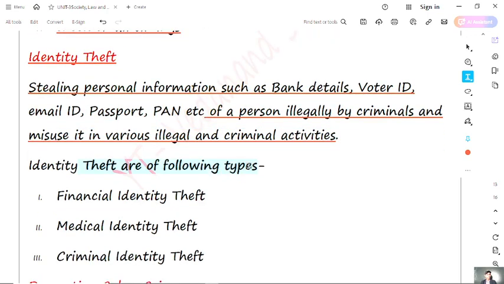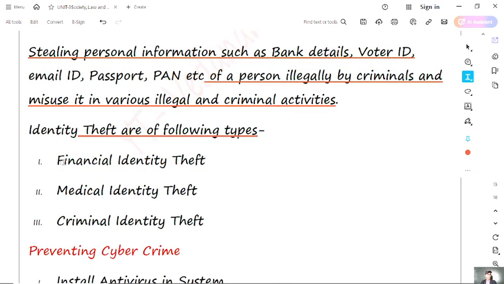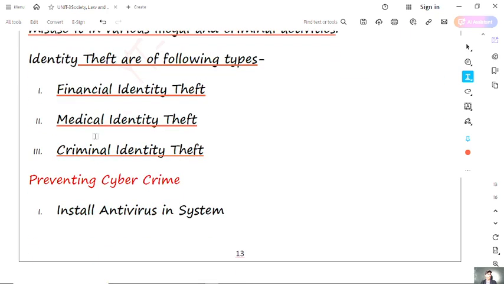Identity thefts are as follows, meaning how it is done. First is financial identity theft, meaning they can steal from you financially. Along with that, medical identity theft, where they can get your medical details. Criminal identity they can also use. All this can be done with the help of identity theft.